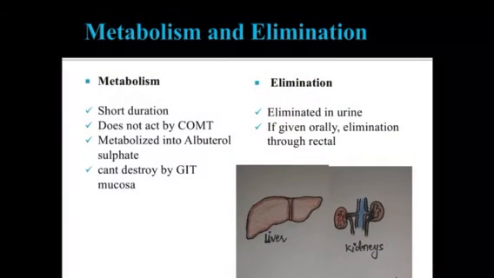Metabolism and elimination. Metabolism of salbutamol. Salbutamol is a non-catecholic drug, so it is not acted on by COMT, catechol-O-methyltransferase enzyme. It is metabolized into albuterol sulfate and it is not destroyed by the GIT mucosa either. Elimination of salbutamol. Salbutamol is eliminated in urine, but it can be eliminated through the rectal route when given orally.